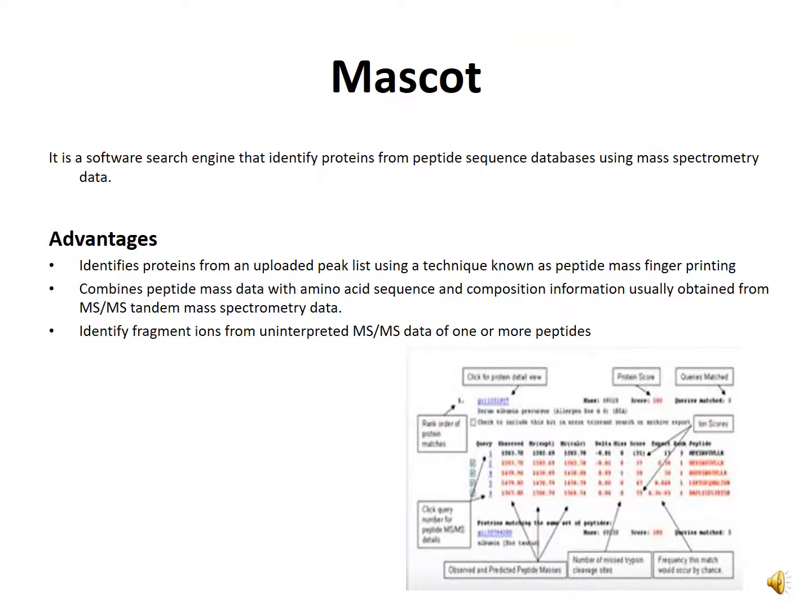Mascot is another software search engine that identifies proteins from peptide sequence databases using mass spectrometry data. Here are the advantages of using this software. It identifies proteins from an uploaded peak list using a technique known as peptide mass fingerprinting. It also combines peptide mass data with amino acid sequence and composition information usually obtained from MS tandem mass spectrometry data. It helps to identify fragment ions from uninterpreted MS data of one or more peptides.